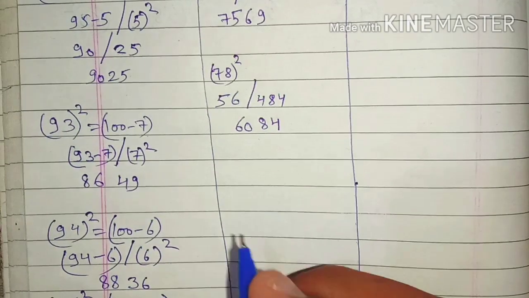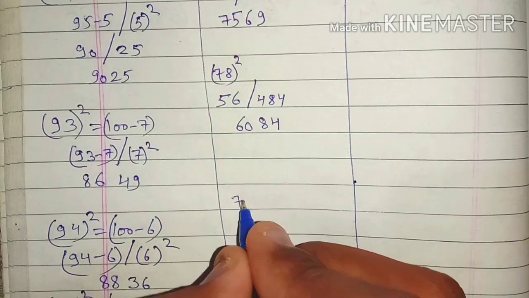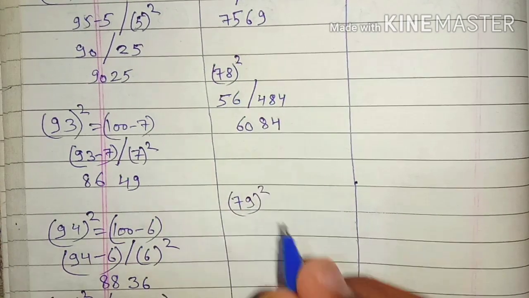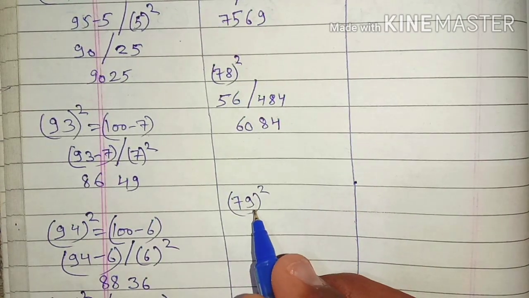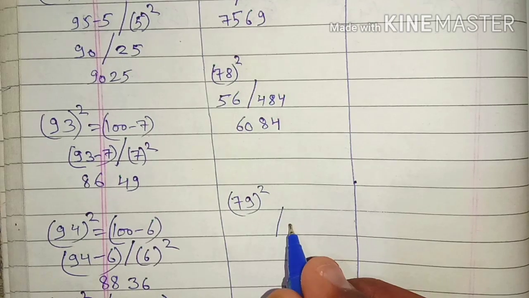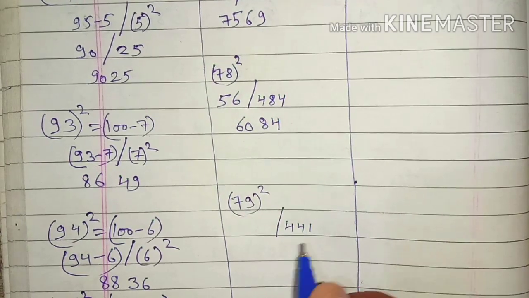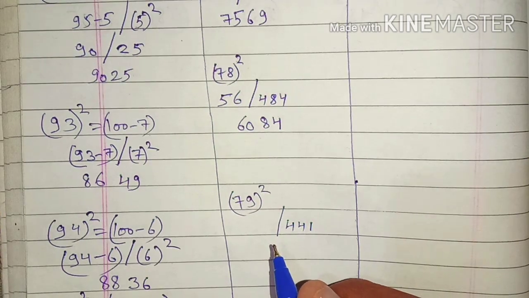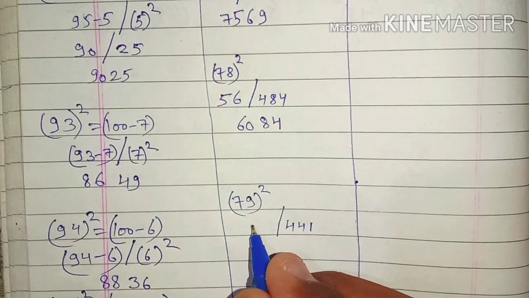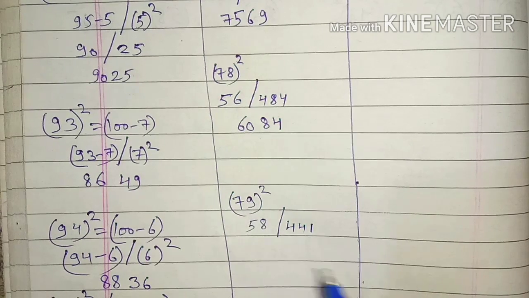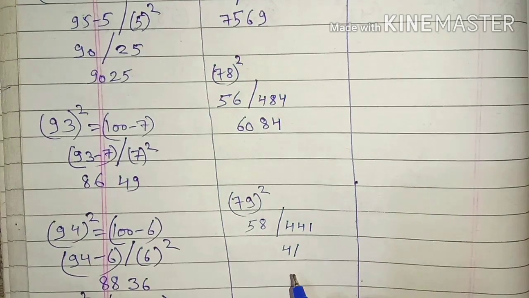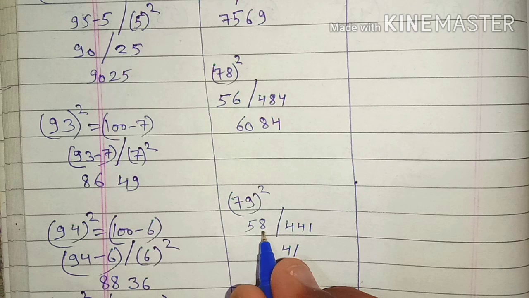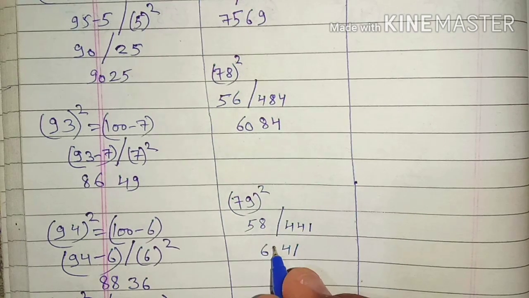One more example. Square of 79. We know it is 21 less than 100. So the square of 21 is 441. 79 minus 21 will become 58. So you have to write only two digits on the right. 4 will be carried to the left. 58 plus 4 will become 62.